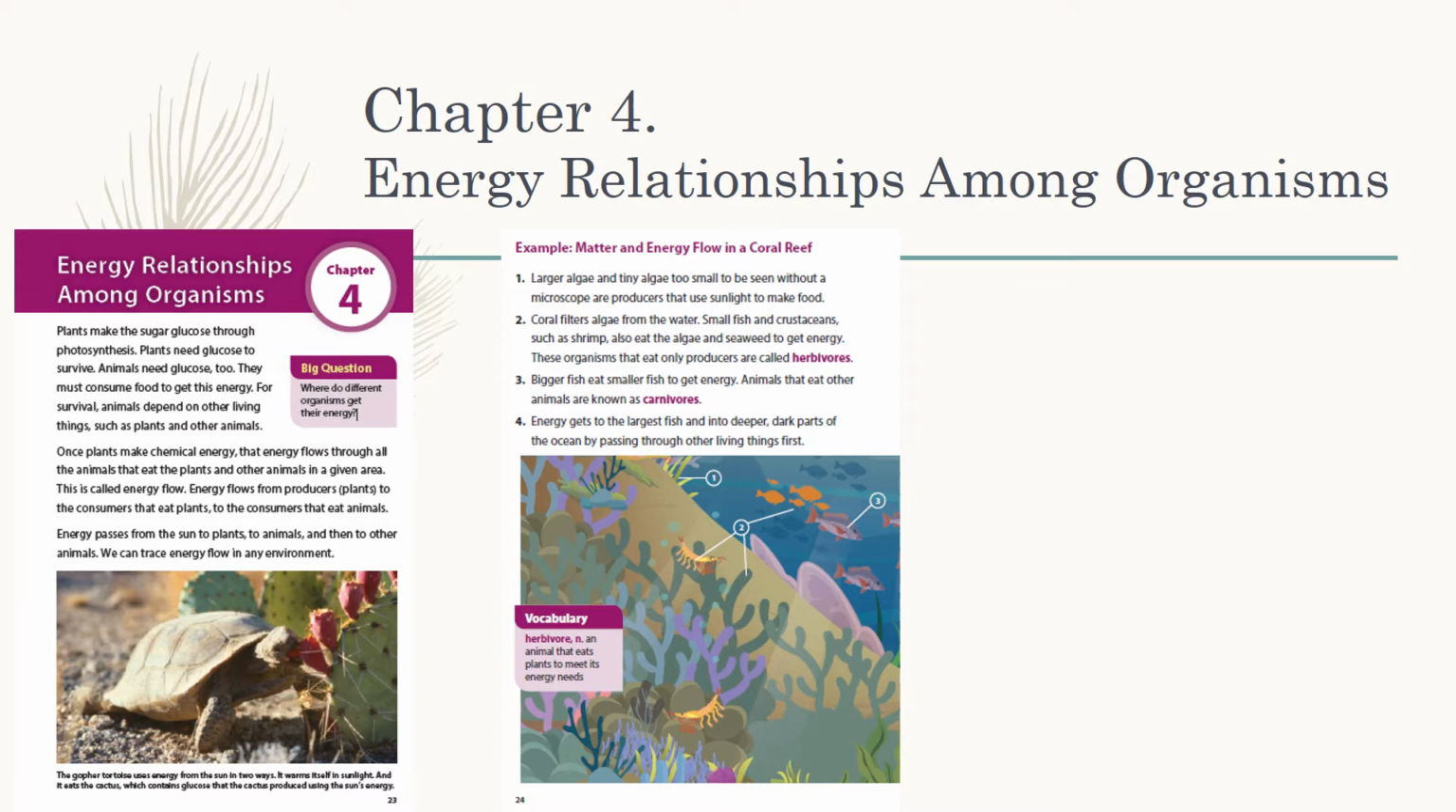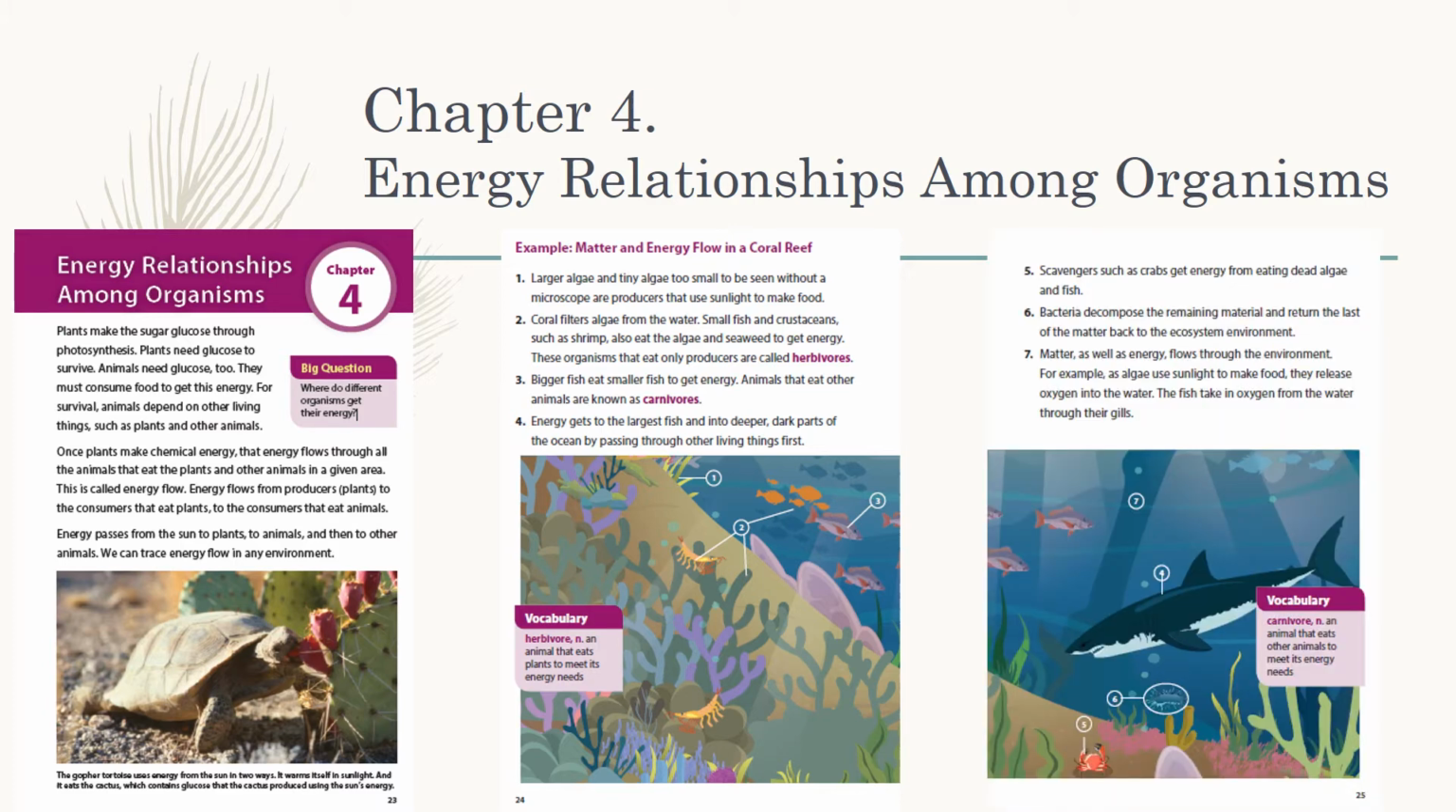Bigger fish eat the smaller fish to get energy. Animals that eat other animals are known as carnivores. Energy gets to the largest fish and into deeper, dark parts of the ocean by passing through other living things first. Scavengers such as crabs get energy from eating dead algae and fish. Bacteria decomposes the remaining material and returns the last of the matter back to the ecosystem environment.